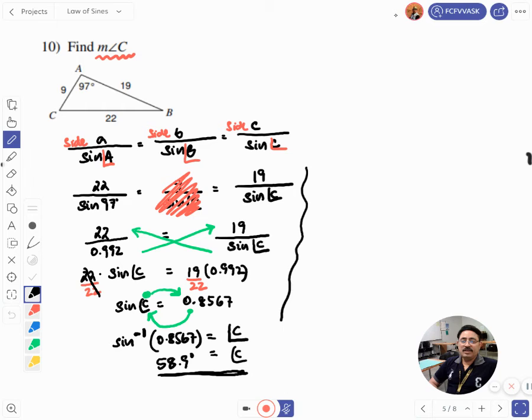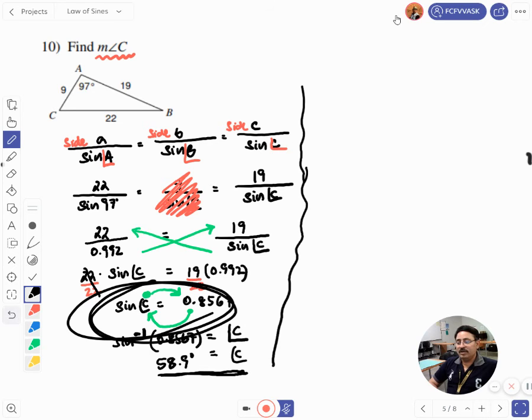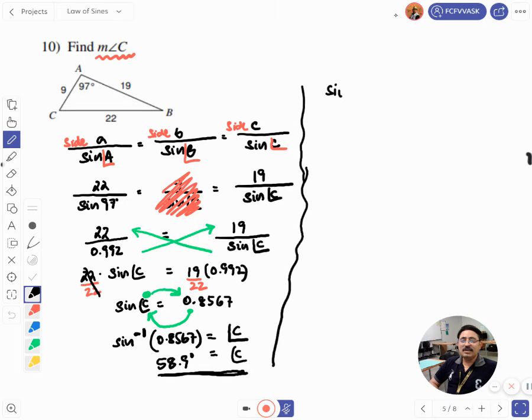I know that there is a chance to get confusion here. Let me take from this step, which is sine angle C equals 0.8567. The question is, what is the angle? You may refer to the previous videos where it is clearly mentioned how to figure out the angle.